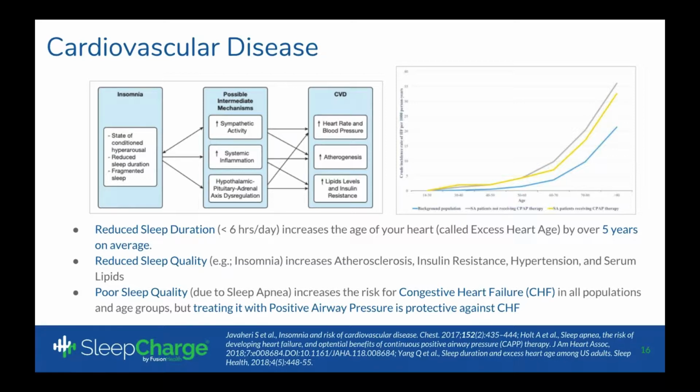And that clots off the blood vessel and robs the muscle of the heart from its oxygen, which causes the heart muscle to die, which is a heart attack. So cardiovascular disease has many different potential outcomes. But what we do know is that if you reduce sleep duration, again, below 6 hours a day, it increases the overall age of your heart.